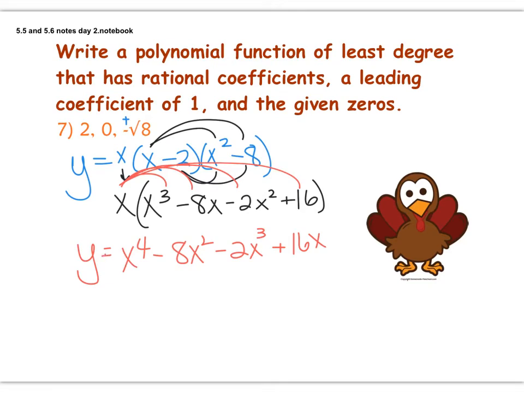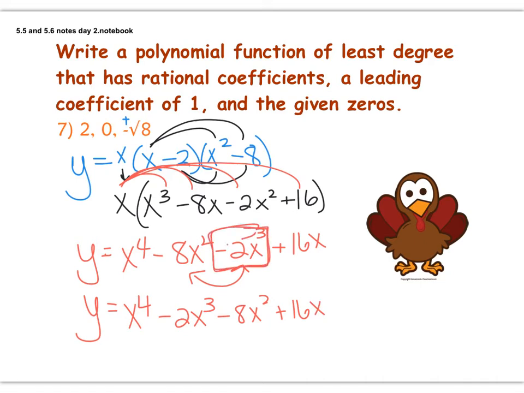All right, like terms, I don't see any. However, it's not in the right order. Darn that order. So we have x to the fourth minus 2x cubed minus 8x squared plus 16x. Just remember when you're reordering, this is a negative 2x cubed, so that minus is going to come with it. Just like that negative is in front of that 8x squared, and that's attached to that as well.